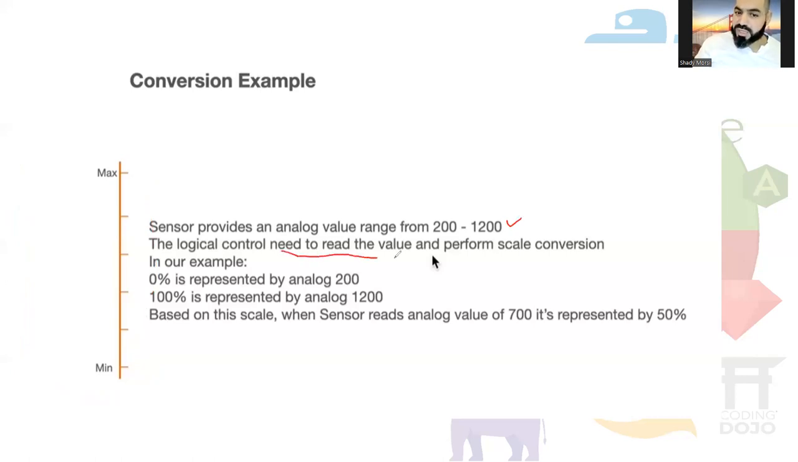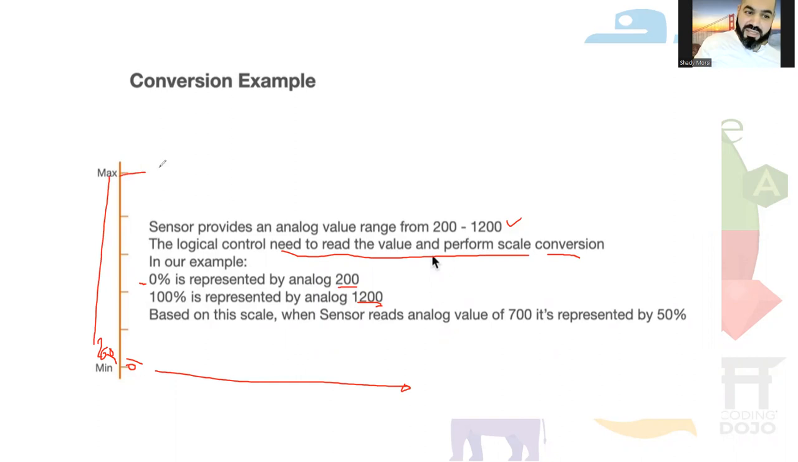The logical control needs to read the value and perform scale conversion. How is the scale conversion done? Zero percent means I have 200 meters. So if I come here and measure the water level and it shows me 200, I need to transfer it to zero. So it will reach my computer as if there is no water. I now need to take an action and open the water because I have no water at all. If it is found to be 1,200, the water is full, which means I have full capacity, 100%. Now the computer can understand them. If I send it the depth of the water and it's around 1,200, the computer will not understand because this is an analog system.